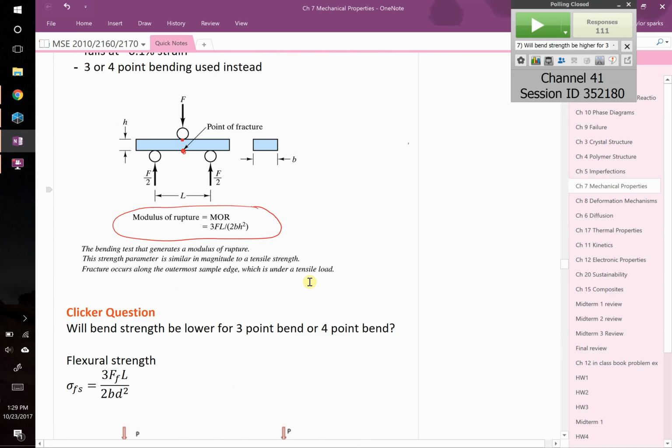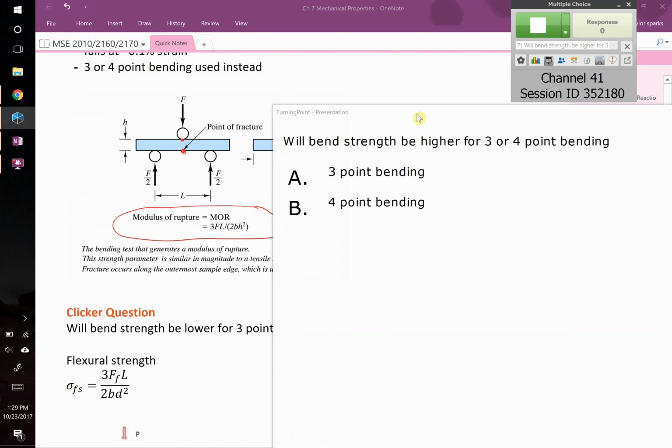So the question now is, should it be the same for 3-point versus 4-point bending? So what do you think? Will bend strength be higher for 3-point or 4-point bending? Which one will give you the higher strength? 3-point bending or 4-point bending? Okay, who feels brave? Any thoughts?